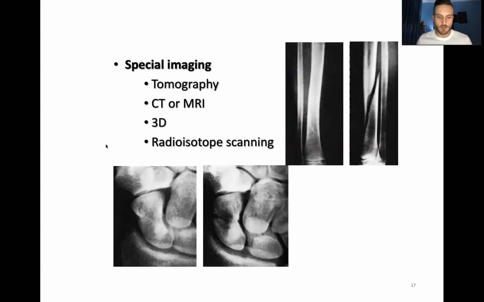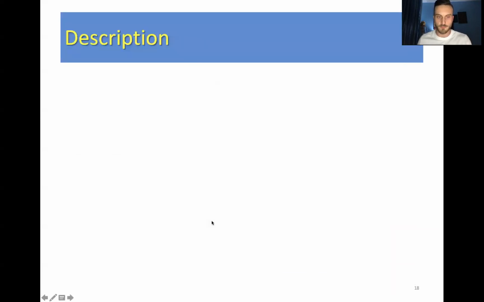This is a scaphoid. Here you can see the scaphoid. You can see the line. This is the line of the fracture again.